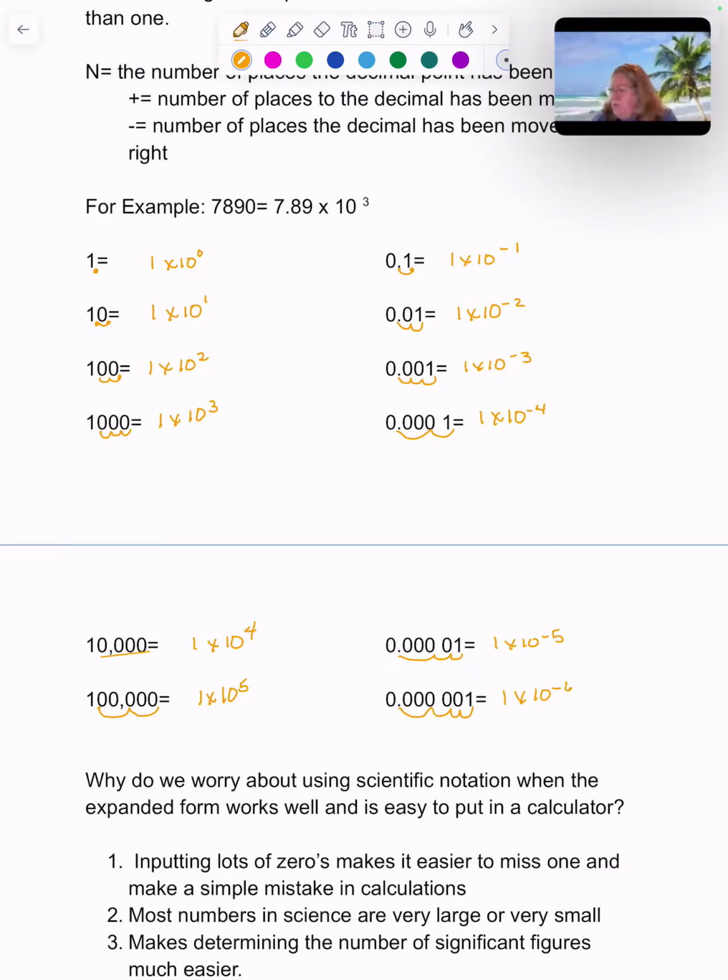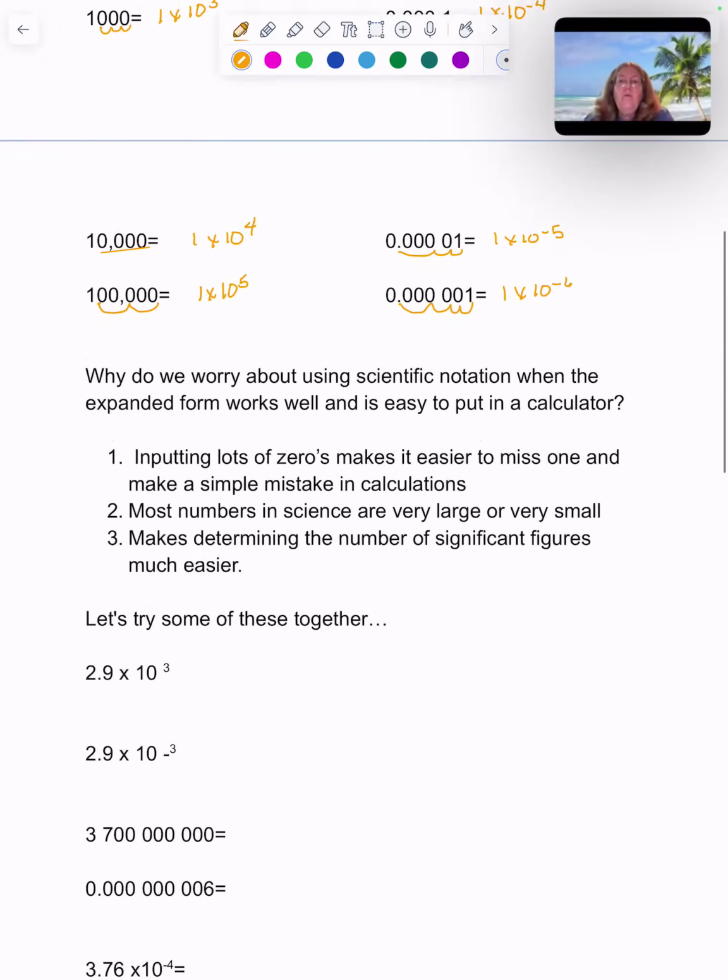Okay, so why do we worry about doing scientific notation when we can put these numbers just in a calculator and use them? Well, sometimes these numbers are really, really big, like Avogadro's number. It's 6022, and then there's going to be 20 more zeros after it. So it's easier to put in 6.022 times 10 to the 23rd. When you put in a lot of zeros, it's really easy to make a mistake in a calculation. So the regular numbers are called expanded form, and then we're doing scientific notation.